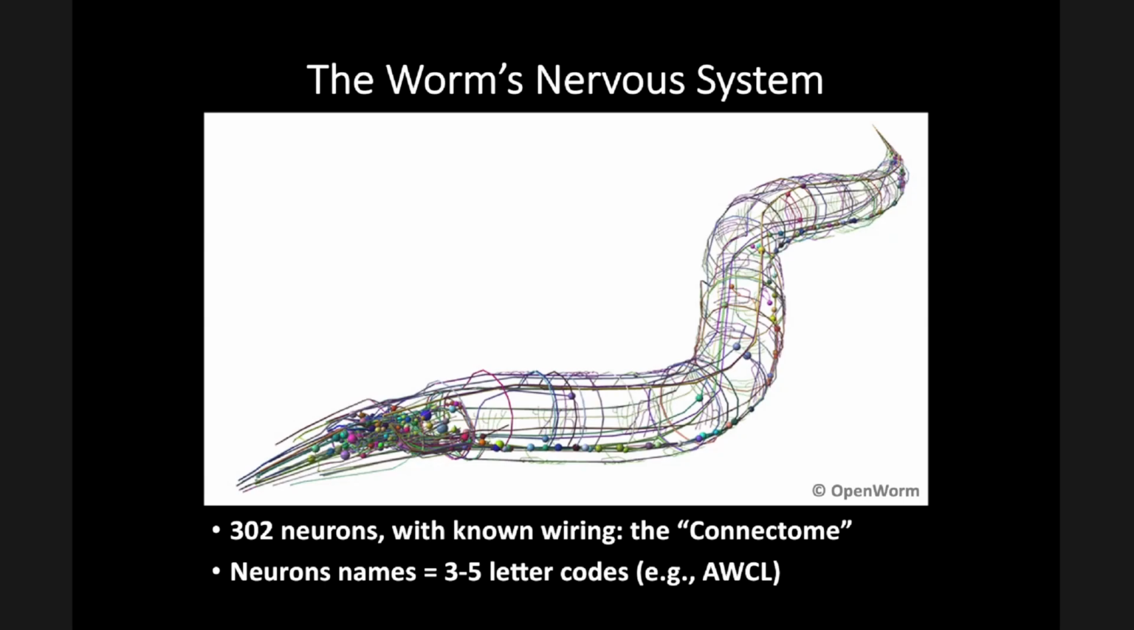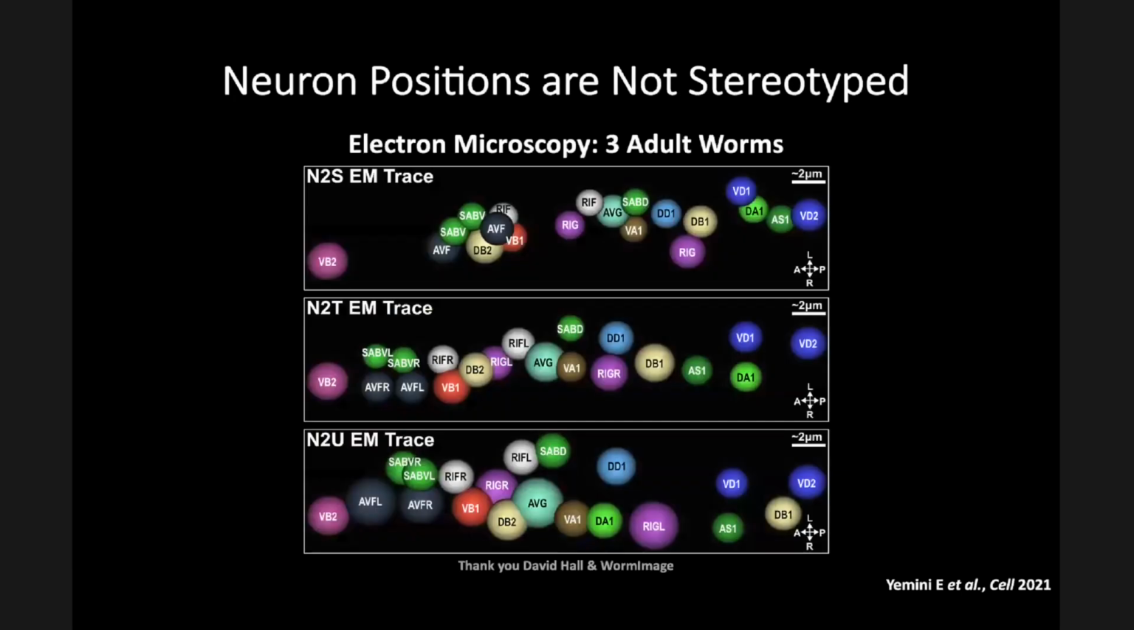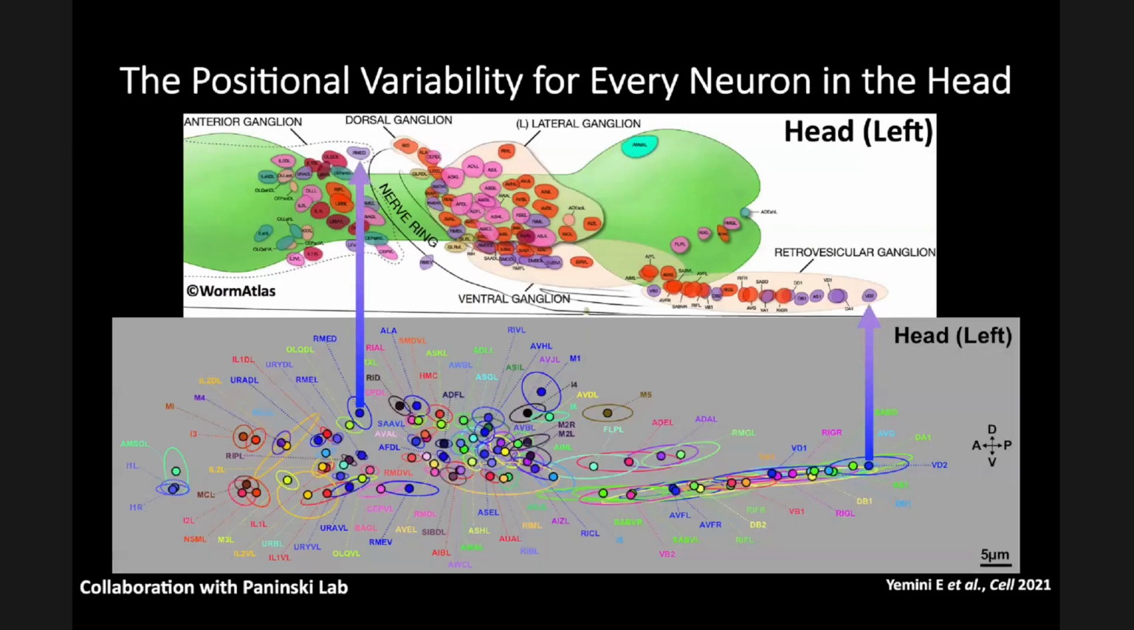Let's see. In the positional variability map, where is the reference frame centered? Is there a cell that's used as a landmark to determine the positional variability of the other ones? That's a great question. So the way the atlas works is we essentially forge a template through a variety of point clouds, using an affine transformation. So linear, let's put it this way.